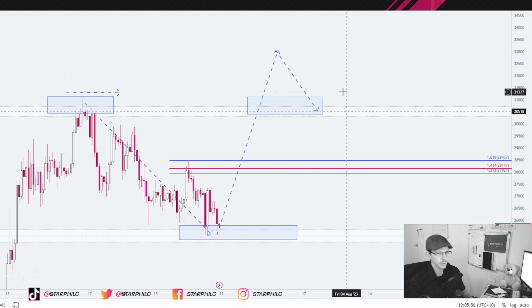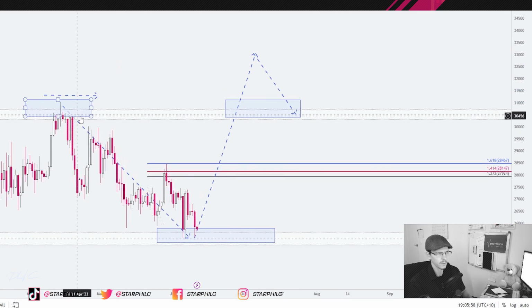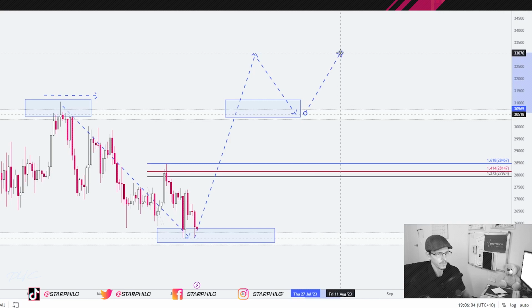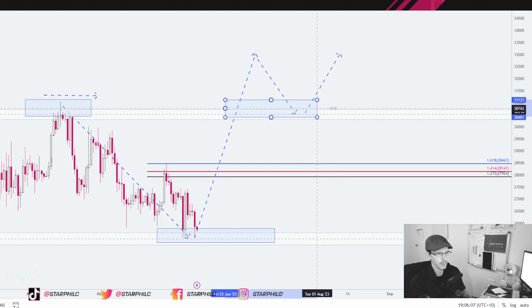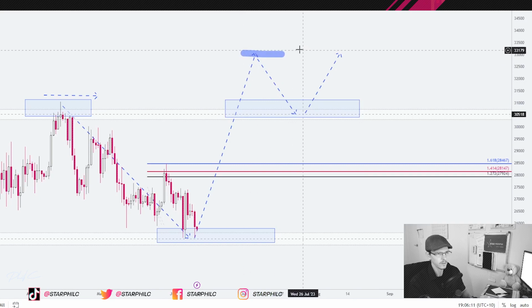And if it gives us a pullback, right, and we break these highs, we can use structure to get involved in a buy opportunity, right? So we would look for a buy right here, all the way back up into these highs, looking left.